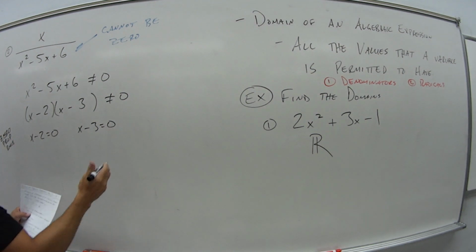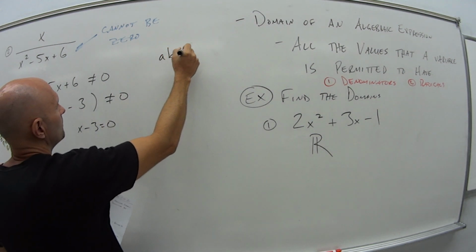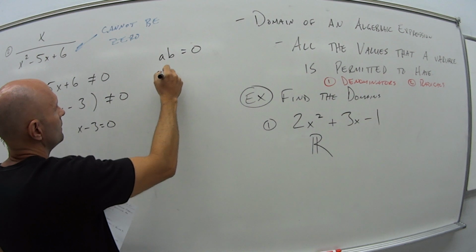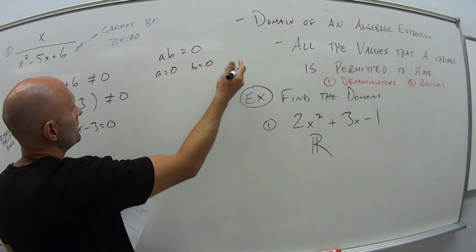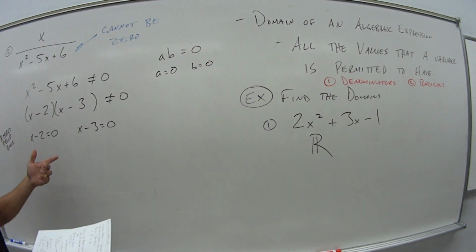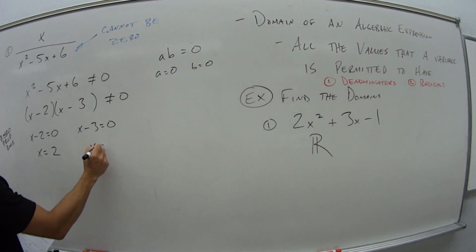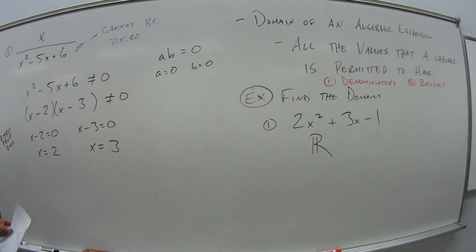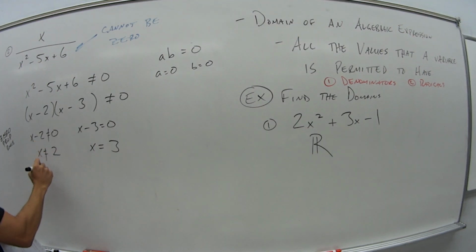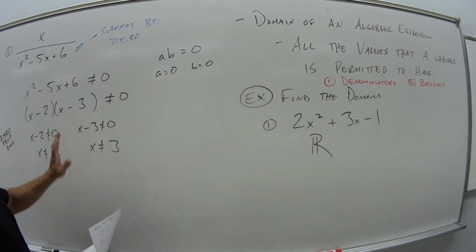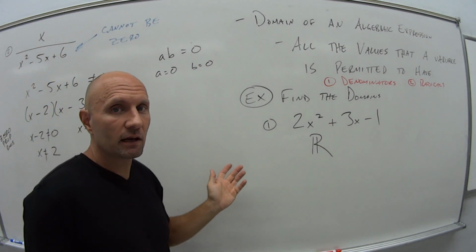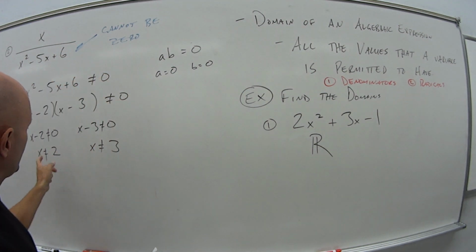And the zero property rule just says what? If I have a times b equal to 0, then either a is 0 or b is 0 or both are. And we assume that they both are in this case. So that means what? x equals 2 and x equals 3. So x can't be equal to 2, and x can't be equal to 3. Any other number is fine. It's not going to cause me a problem, but I can't have these numbers.